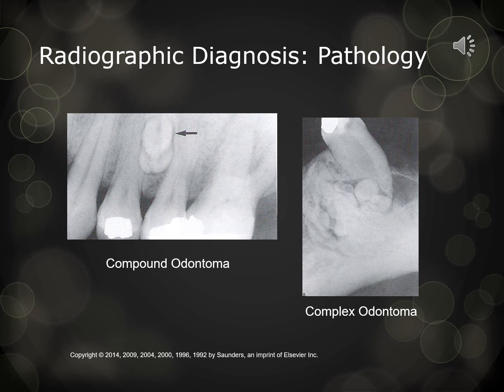Okay, this is showing pathology, something that we would not detect looking in the mouth, but we would use the x-rays to help diagnose what is going on inside the person's bone. The example on the left-hand side is a compound odontoma. It's a benign tumor linked to tooth development. On the lower right-hand side, we see a complex one because there are multiple odontomas in it. So it's a complex one, meaning several.